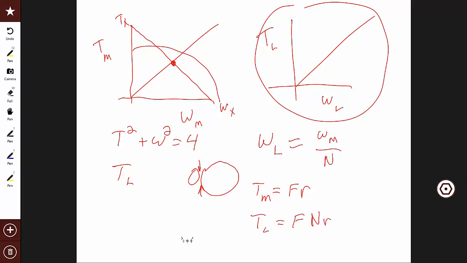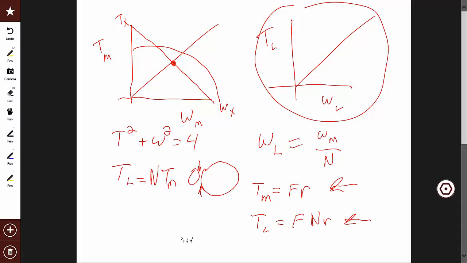So the load torque is equal to N times FR. FR is motor torque. So the load torque is equal to N times the motor torque, right? The motor torque is FR, the meshing force times the radius of the gear. The load gear was a little bit bigger. So F times R is motor torque, and the load torque is equal to N times FR.